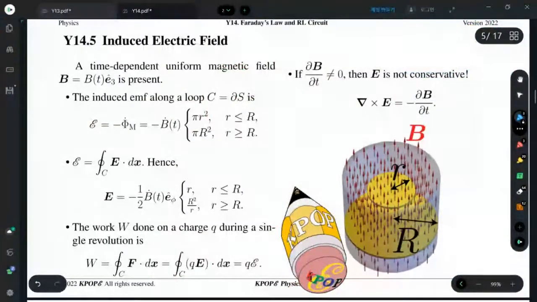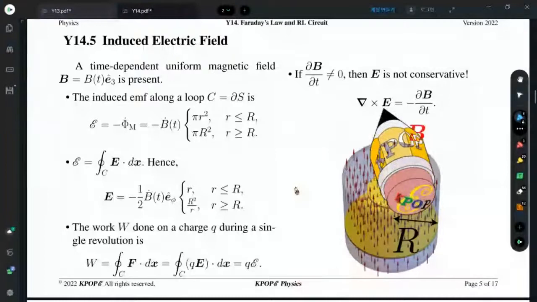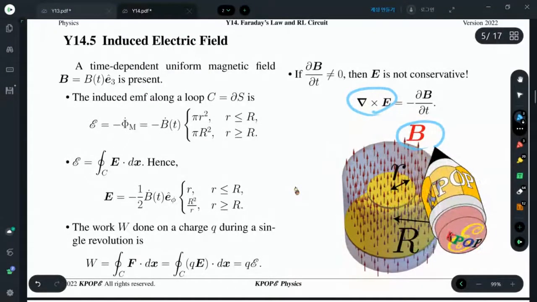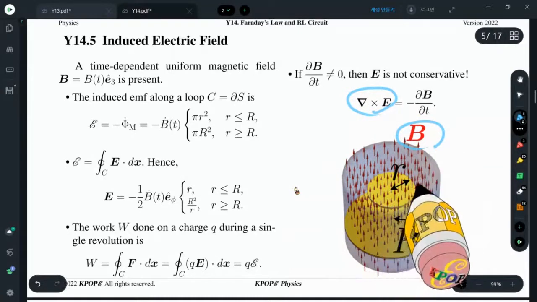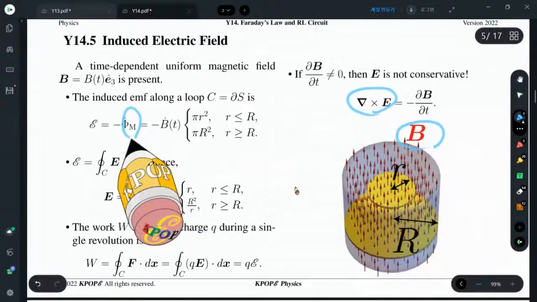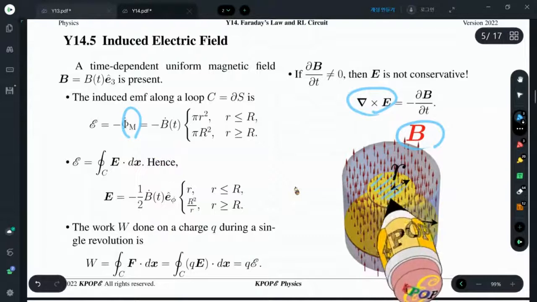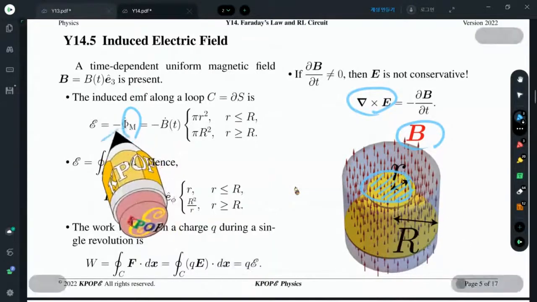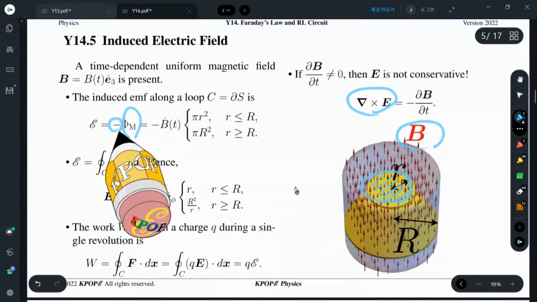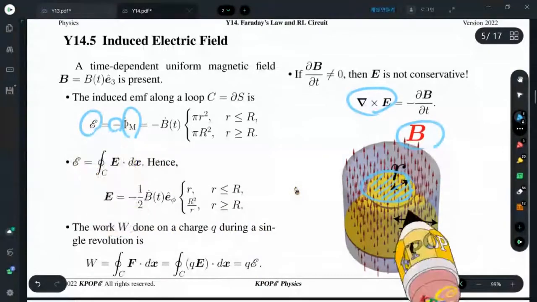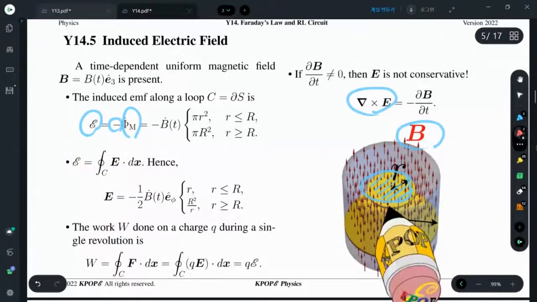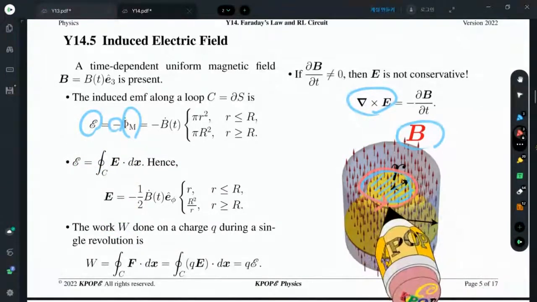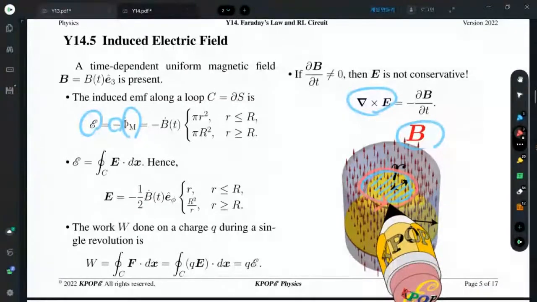Induced electric field. We recall Faraday's law. When the magnetic field changes, the flux passing through some region changes. Put the negative sign on it. Then you will find the potential difference around a single turn of a closed path.